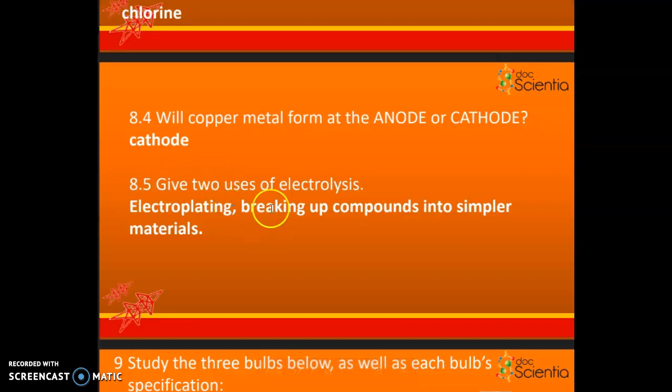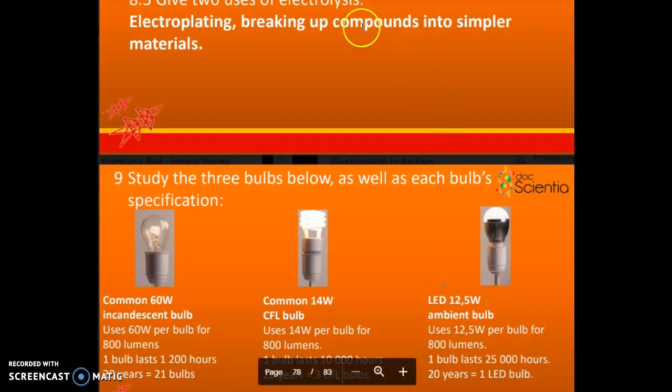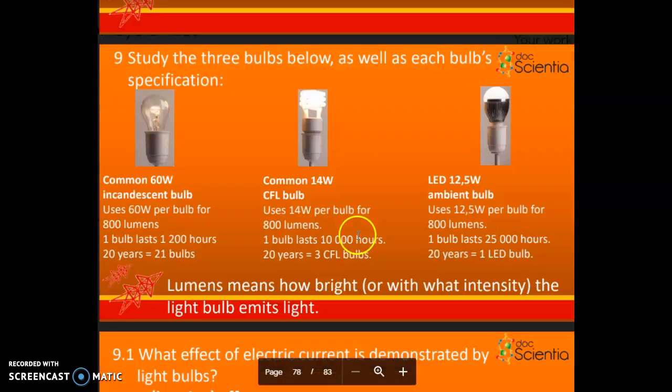8.5. Give 2 uses of electrolysis. Electroplating or breaking up compounds into simpler materials. So compounds is 2 elements put together, right?